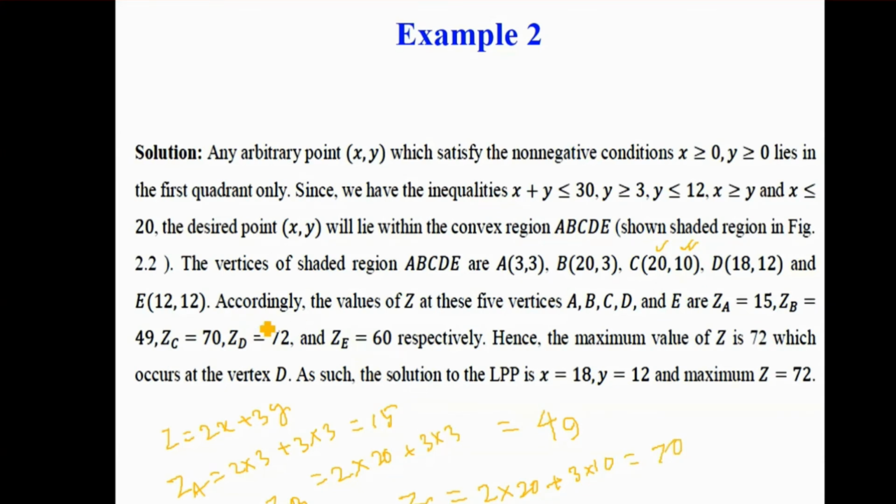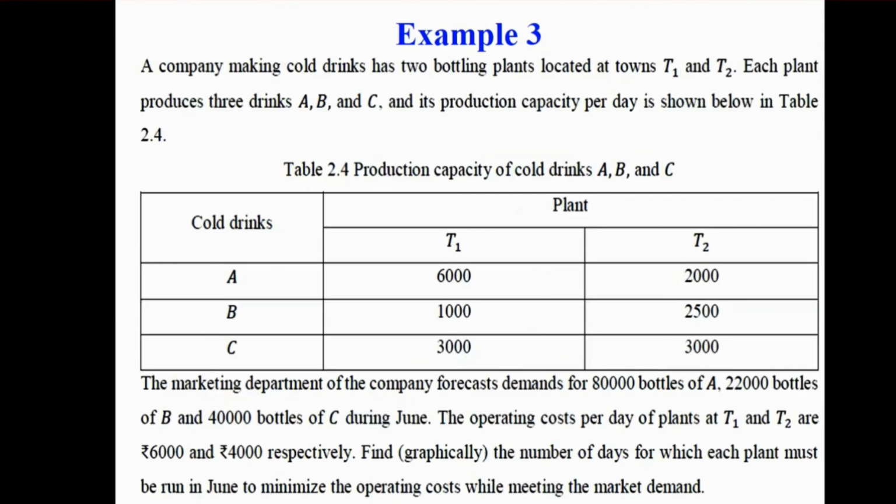Similarly, you can find zd 72, ze 60, and you can see that zd is 72. We are getting the highest value here. So which is responsible due to D. So D will be the solution. Then 18, 12 will be the solution. If the decision variable x1 is 18 and decision variable x2 is 12, then we will get the optimal solution. Then we will get the maximum profit, or whatever we have as the objective. Okay, clear? I hope. Similarly, next example we can see.